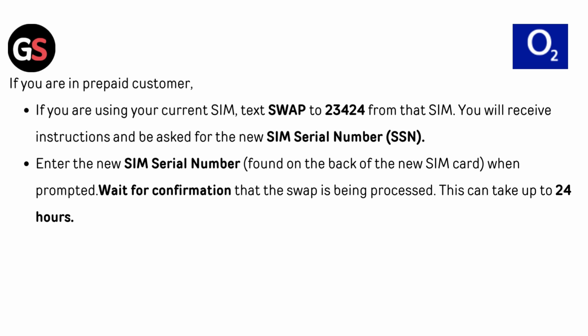If you are a prepaid customer using your current SIM, text SWAP to 23424 from that SIM. You will receive instructions and be asked for the new SIM serial number. Enter the new SIM serial number found on the back of the new SIM card. When prompted, wait for confirmation that the swap is being processed. This can take up to 24 hours.